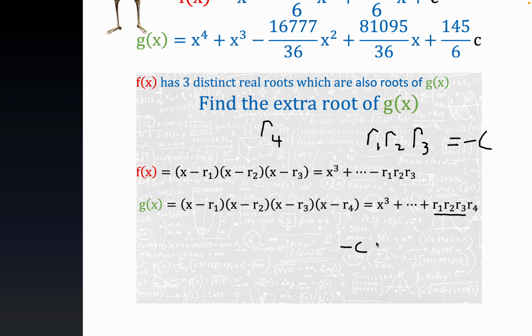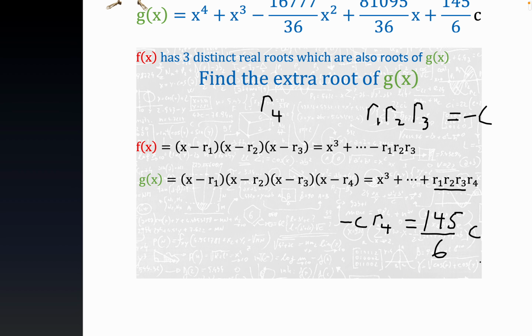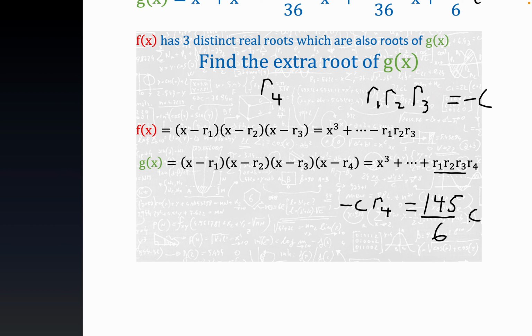Now we still have r sub 4 left right here, which is what we're looking for. We're trying to find r sub 4, but notice that that is equal to 145 divided by 6 times c. And guess what? This works out very nicely. Trivially, you can see we're assuming c is not 0, as we said earlier, so we can divide through by it. And so what we get right here is r sub 4 is equal to minus 145 over 6. So we know that's the other root. And that's all I asked to do on this. I like to keep them short and sweet these days. So that is the answer.